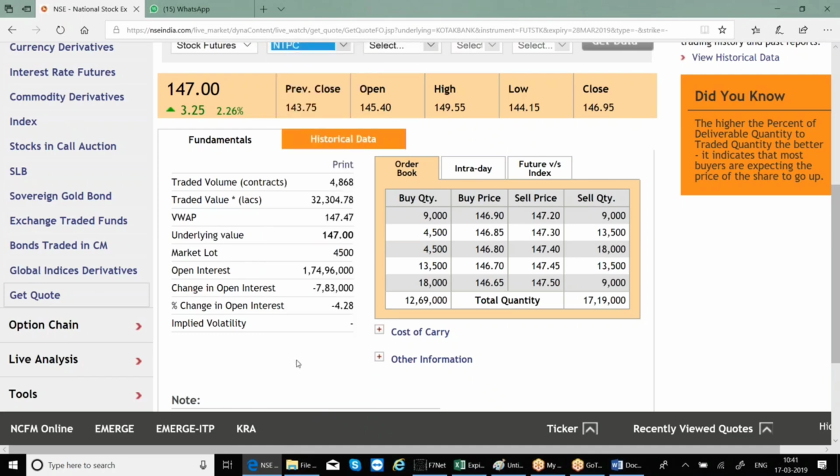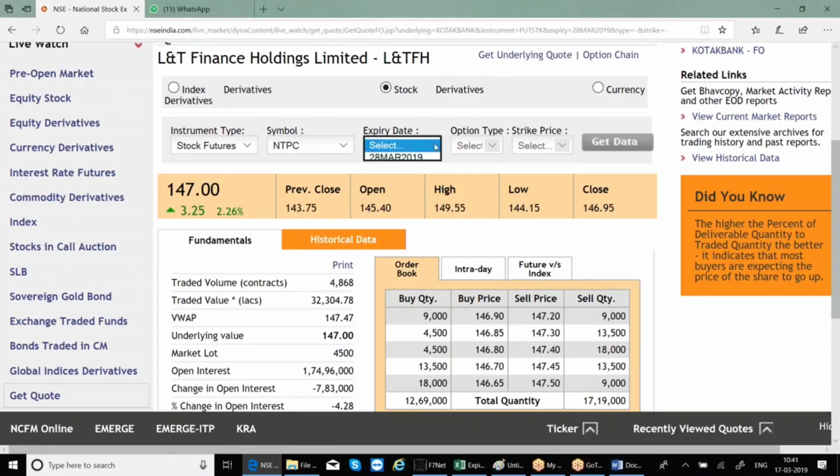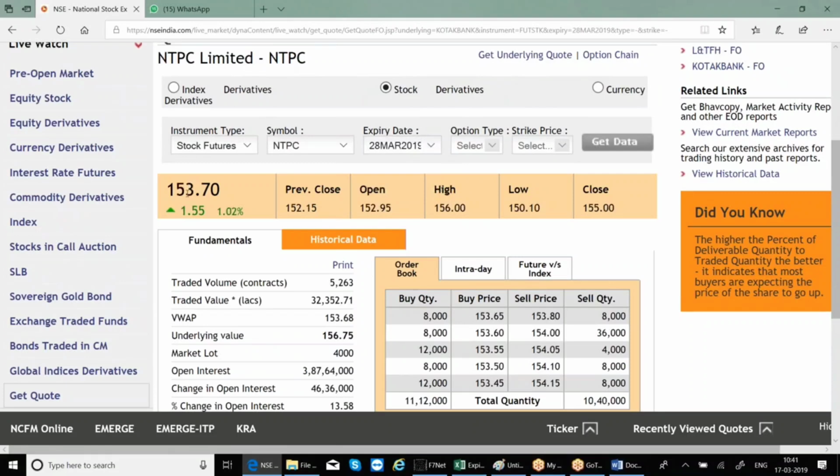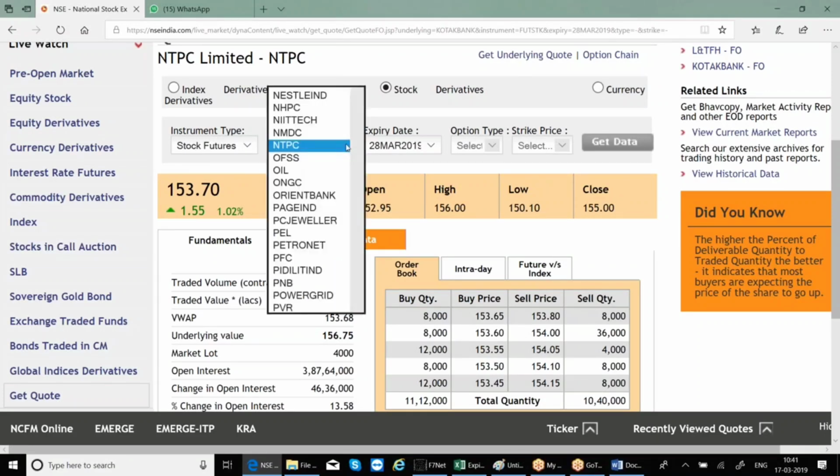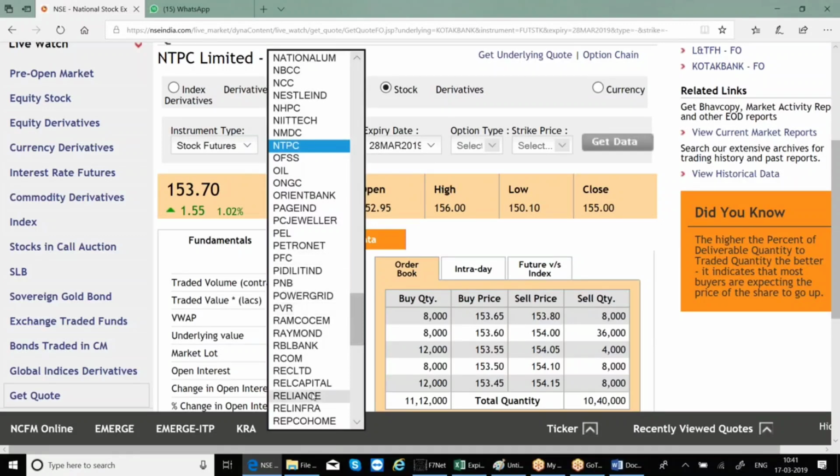We'll take NTPC. See, here you can go and see. I'm showing you all. This is derivatives. Go and select 28 March. Get data. You can see change in open interest is positive and price is up. Long build-up. In L&T there was a trade. I will explain you how there was a trade.